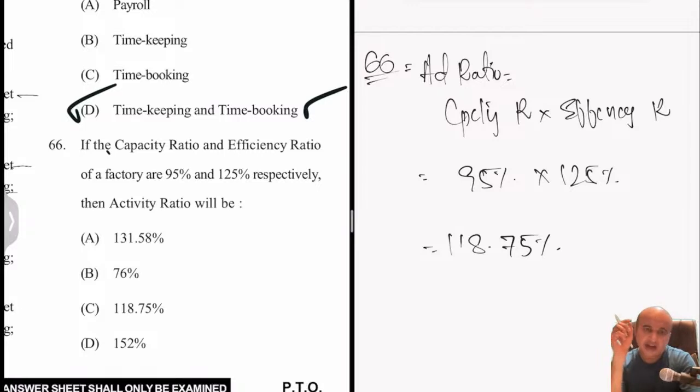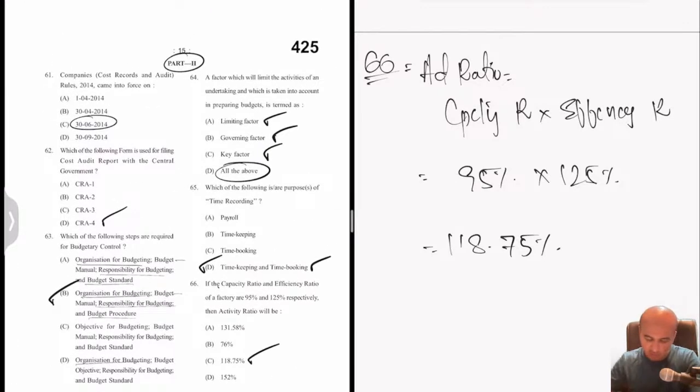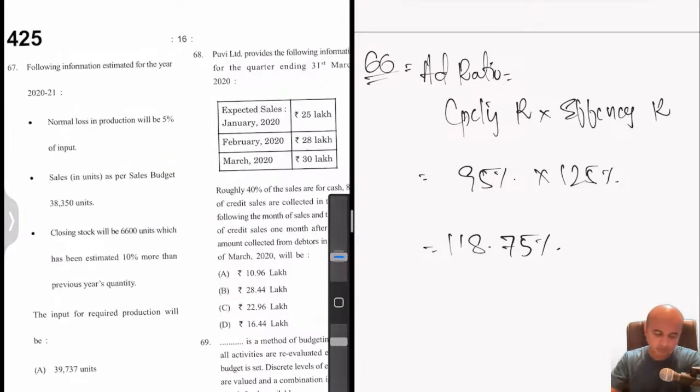So that means what? The factory is using its capacity efficiently and it is producing 118.75% of what it could be producing. That means it is more than sufficiently efficient. Okay, so do we have this as an option? Obviously it should be there. Option C is in fact the right answer. Let's move on.